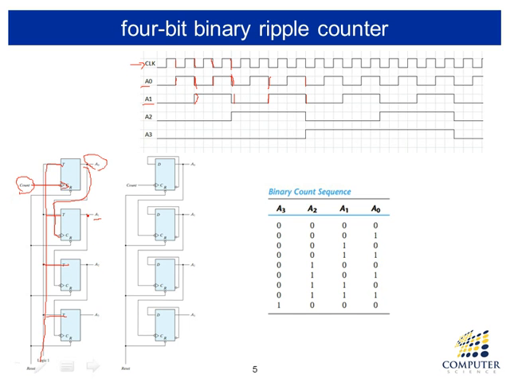Similarly, for A2, the clock comes from A1, so on each falling edge of A1, A2 toggles, and so on. So this is the pattern for A2. Similarly, A3 receives a clock from A2, so on each falling edge of A2, A3 toggles. So this is the output bit pattern for all those 4 flip-flops.